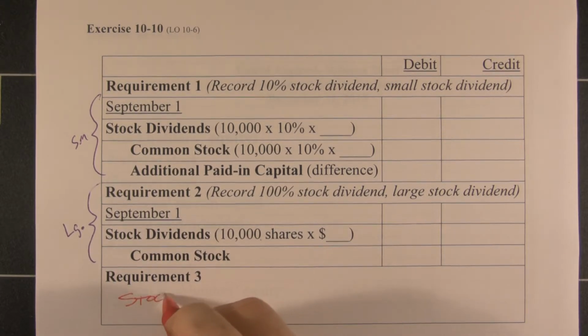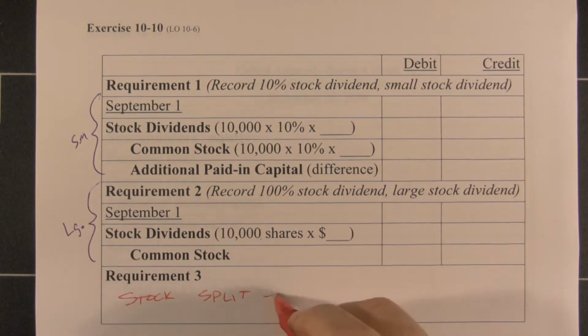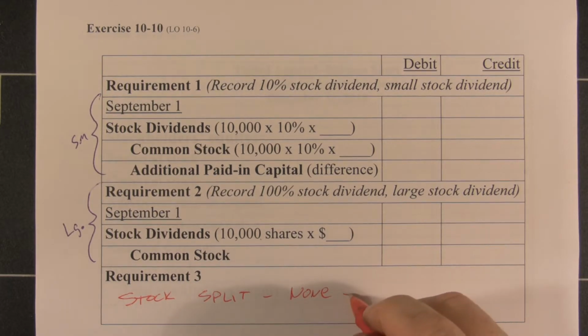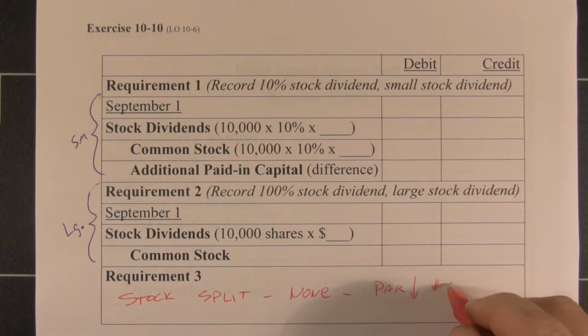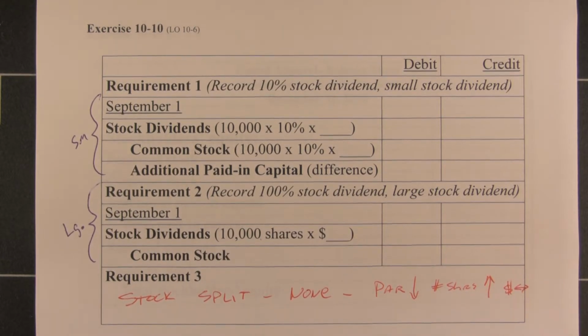We can do that one first. That's easy. The journal entry, there is none. The par value gets cut in half. The number of shares outstanding gets doubled, but there's no difference in the equity accounts, so there are no journal entries needed. Just remember, the par goes down, the number of shares goes up, but the dollar value stays the same, no change.